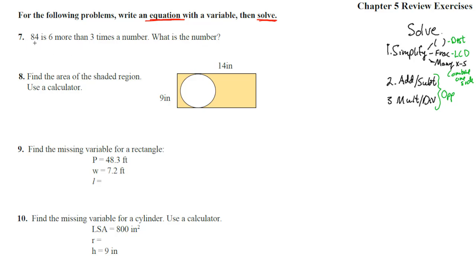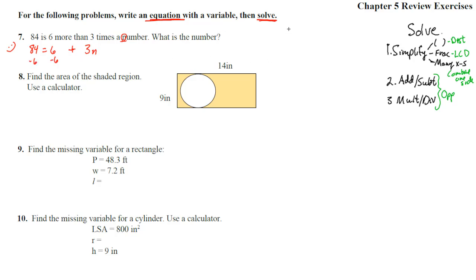Alrighty, so number 7: 84 equals 6 more than 3 times a number. So 84 equals 6 plus 3n. Notice, hey, happy math land, we have an equation, which means, do we have any parentheses? No. Fractions? No. Many n's? No. So we are going to subtract 6 from both sides.